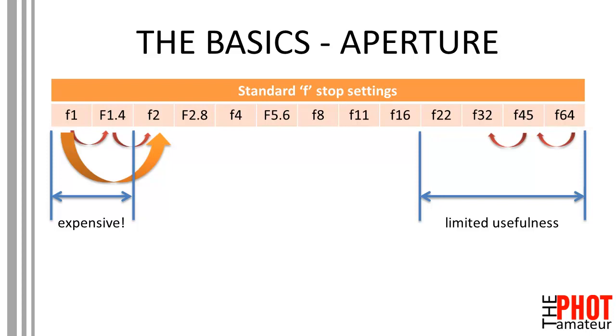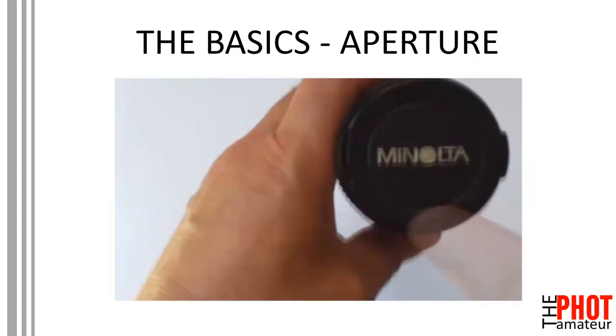At the other end of the scale, there is limited usefulness. We'll cover that in later videos as to why their usefulness is limited. But you will tend to suffer a degree of quality impairment higher up the scale. So usually you'll be operating in the f2 to f16 band, and a lot of photographers would work at f11 and below.